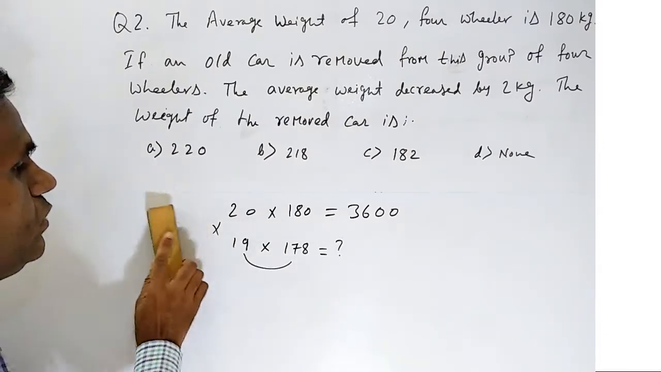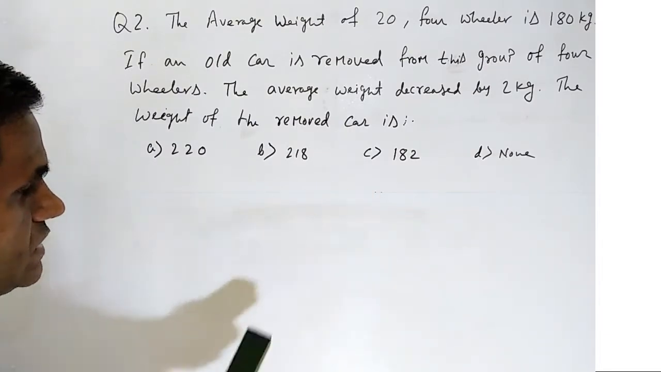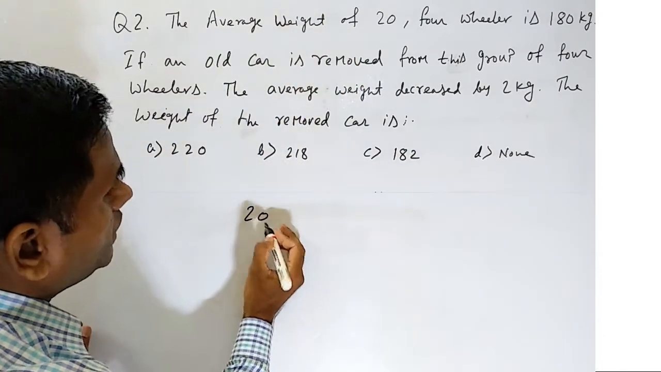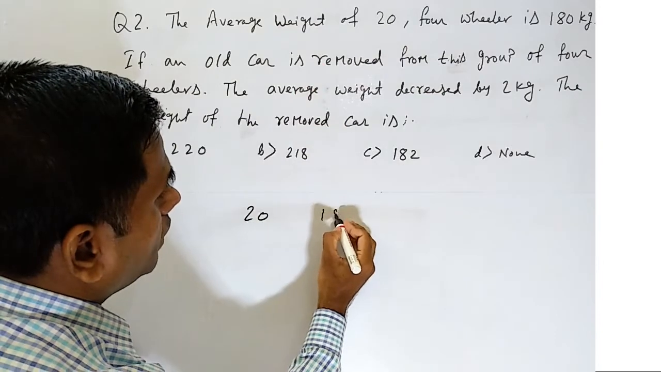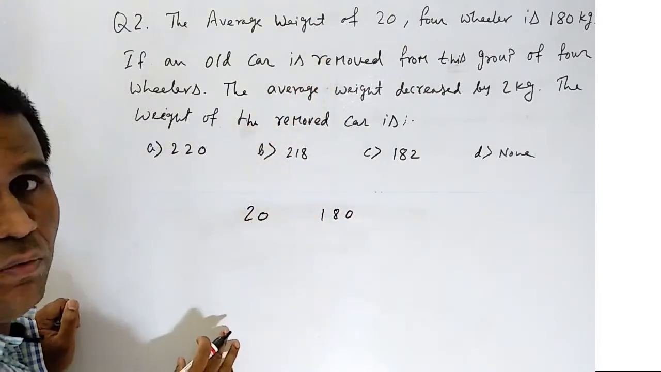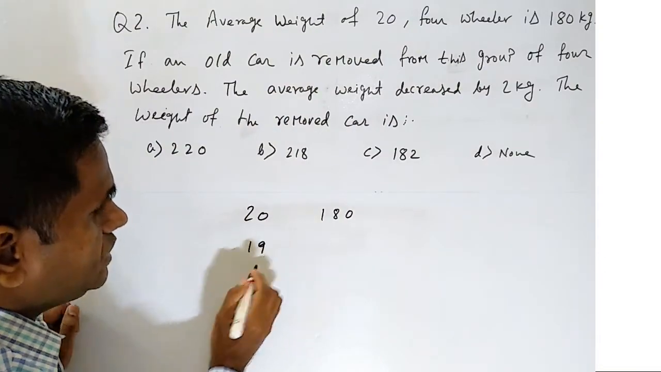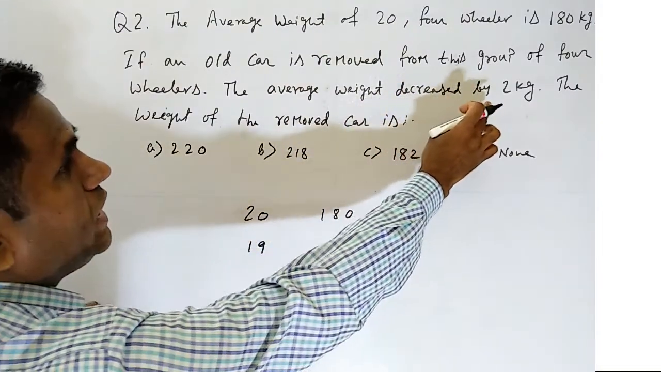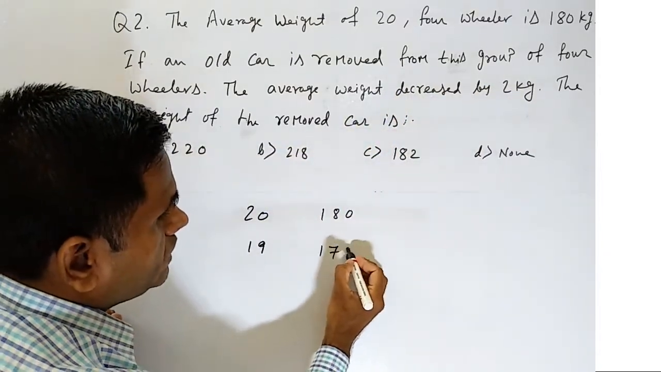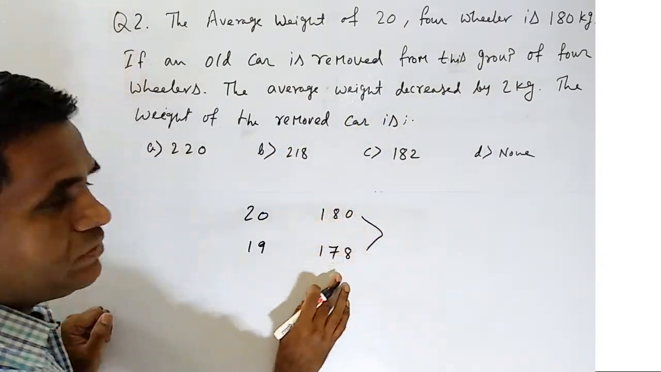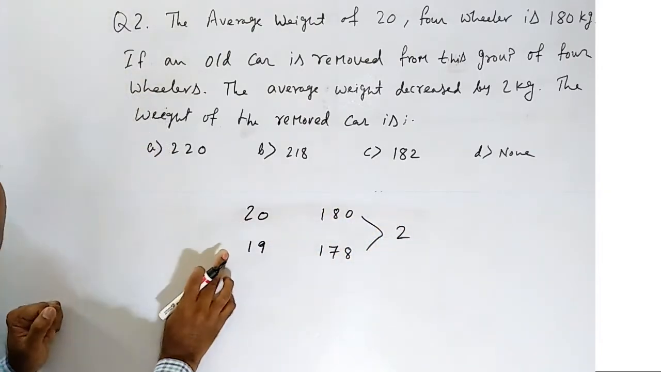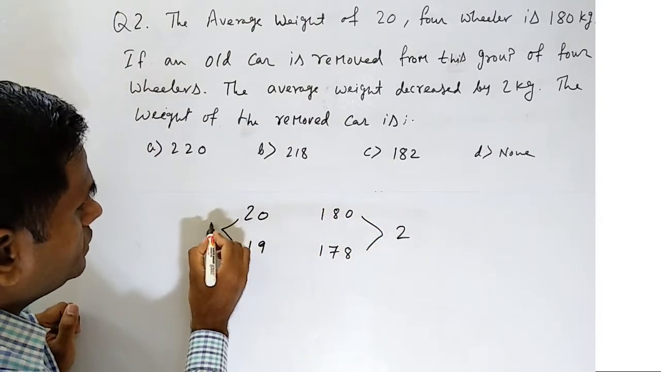So what we will do in the easy method is, as I showed you in the first problem, we will just write the numbers. So 20 cars and 180 kgs. Okay, now we removed one car, so it becomes 19, and the average is decreased by 2 kg, you can see. So it is 178. Find out the difference of this. So here you can see the difference is 2 kgs. Find out the difference between these two. So the difference is 1.